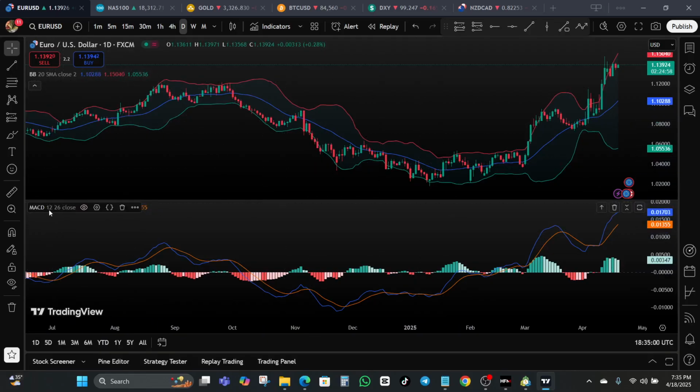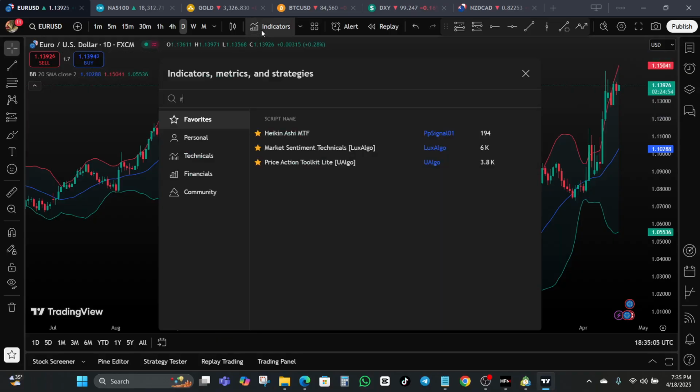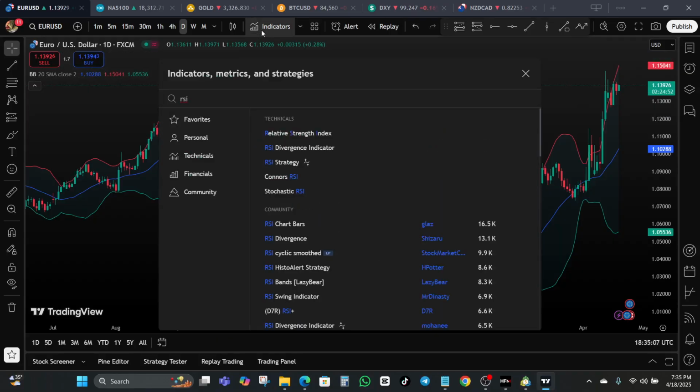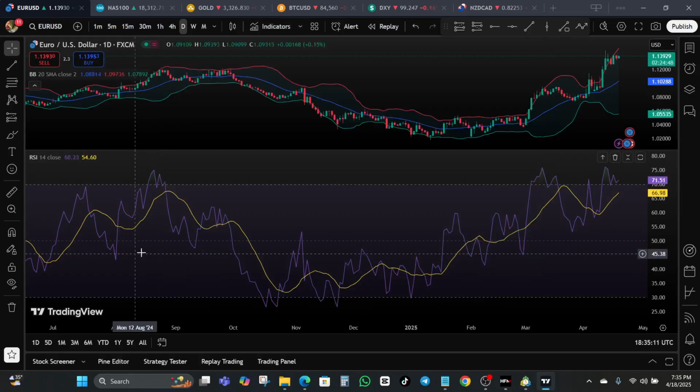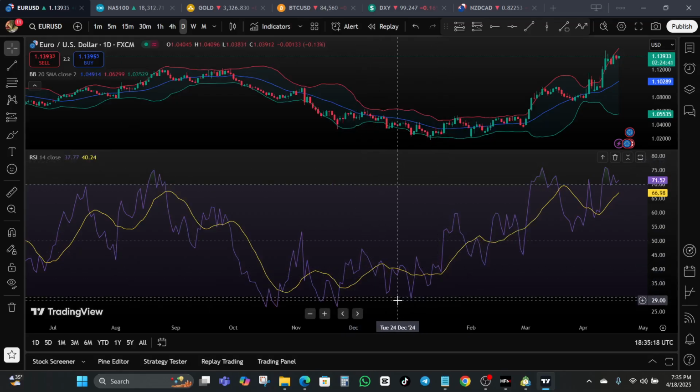Now let us talk about the RSI. Let me just remove this and add the RSI to the chart. So the RSI, which is the relative strength index, measures momentum. Readings above 70 indicate overbought conditions, while readings below 30 indicate oversold conditions. The RSI is actually great for spotting reversals.